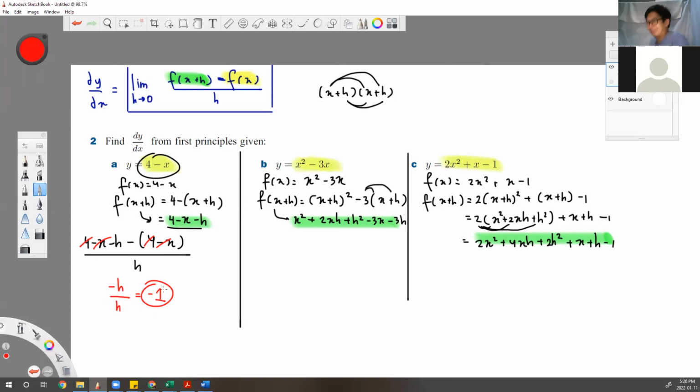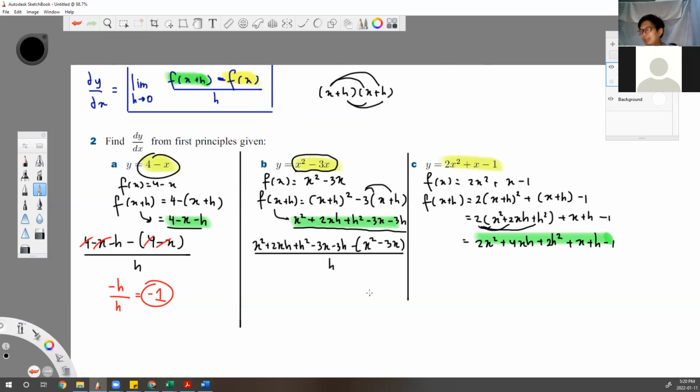But for questions B and C, it's more challenging. Why? Because you need to focus on one by one, and it's long. So the green highlight, f(x plus h). Wait, I have to copy this and subtract the yellow one. If you subtract, always use a bracket. Pay attention. Okay, x squared minus 3x, over h. And what you can do again is cross out.